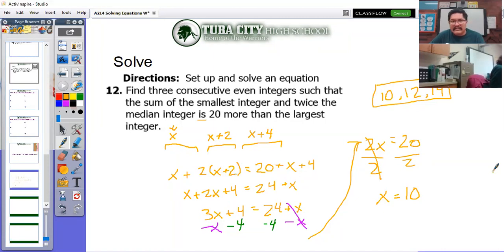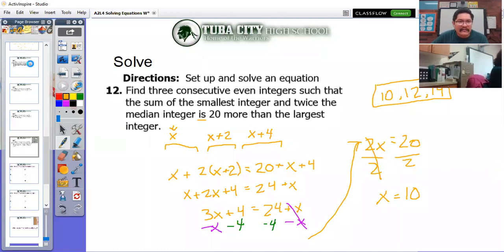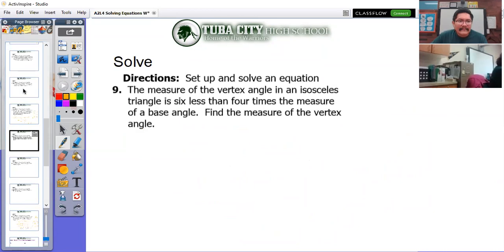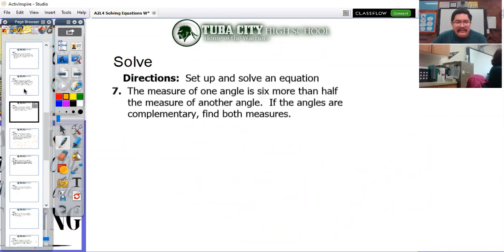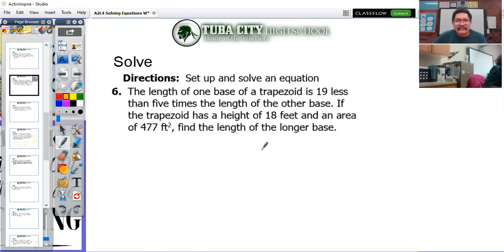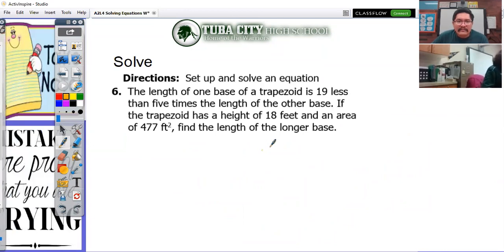So with number 6, it's a trapezoid, so I'm not sure if it'll help us, but I haven't worked on that one at all this morning, so that might be a good one. Oh, there it is, trapezoid. So the base of one trapezoid is less than 5 times the length of the other base. This is the reason why I wanted to go over this one, because I think a lot of people don't know what a trapezoid is.